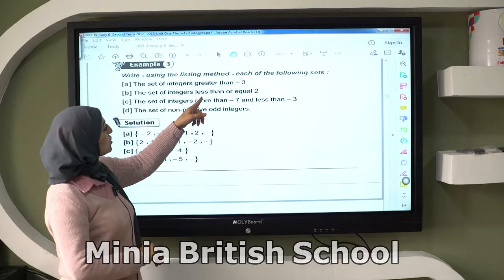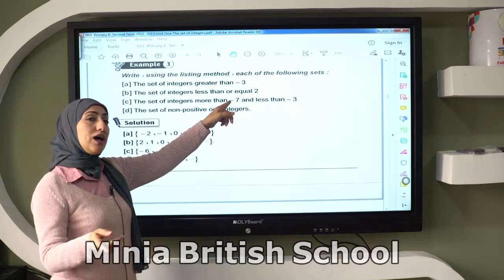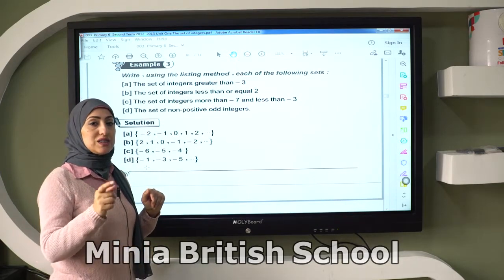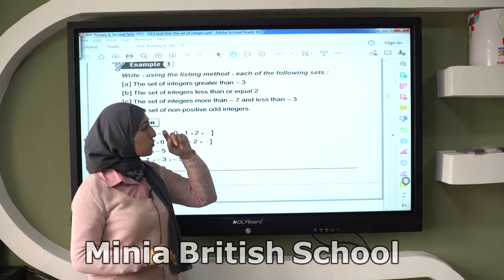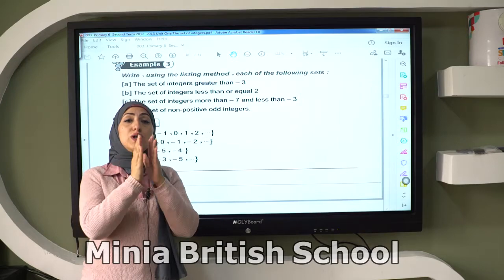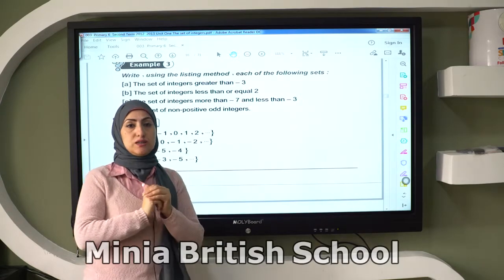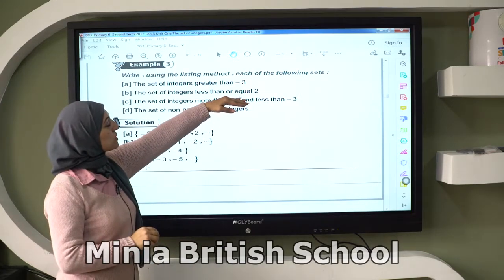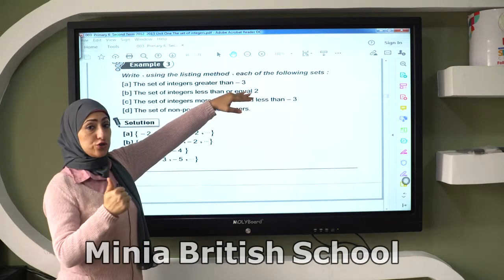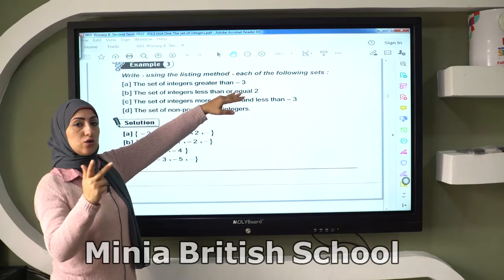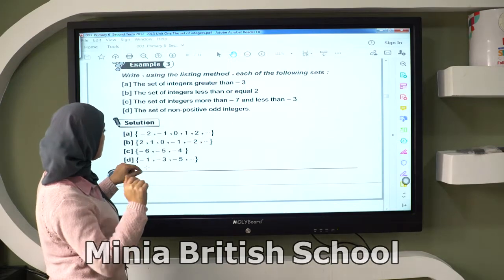The set of integers less than or equal to 2. Or equal to 2 means we will take 2 with it. Okay? So we will start from 2. I want less than, so it will be 2, 1, 0, -1, -2, and so on.